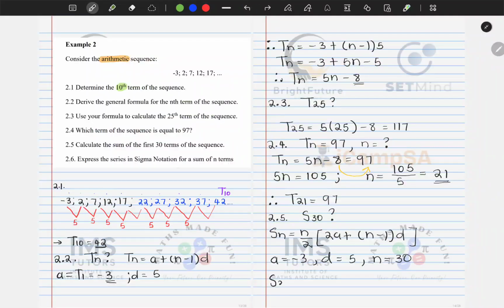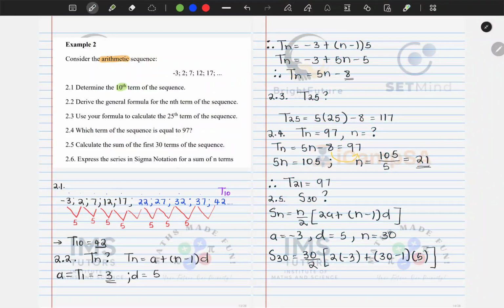So our sum of 30 terms will be 30 over 2 into 2 times our a, which is negative 3, plus our 30 minus 1 times d, which is 5. Close these brackets. So what I'll do is just quickly go to my calculator and calculate the sum, and then come back and put it up here.